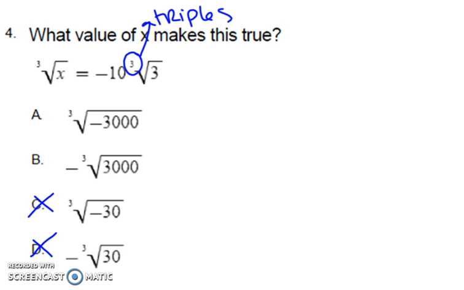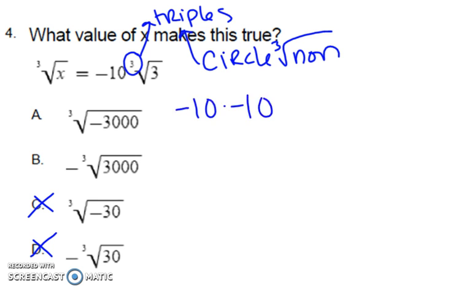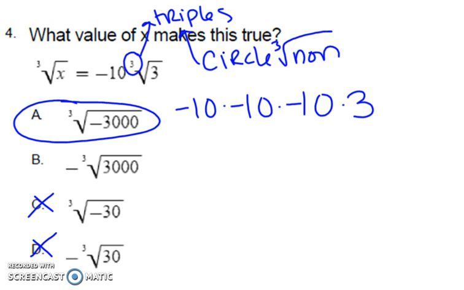Again, if we look at that 3, it tells us we have triples, and if circle goes on the outside and non-circle goes on the inside, if I have circled, that means I circled triplets. So I have negative 10 times negative 10 times negative 10, and then we multiply by what's underneath. Well, negative 10 times negative 10 is 100, times negative 10 is negative 1,000, times 3 is negative 3,000. And we want to keep that negative sign underneath the cube root symbol.